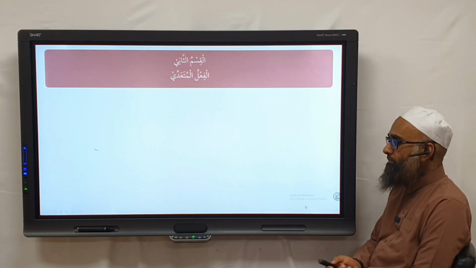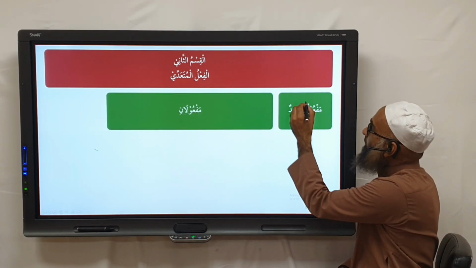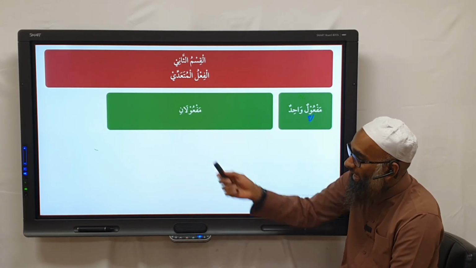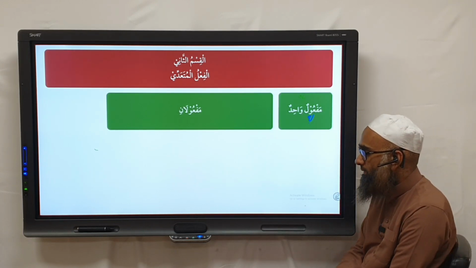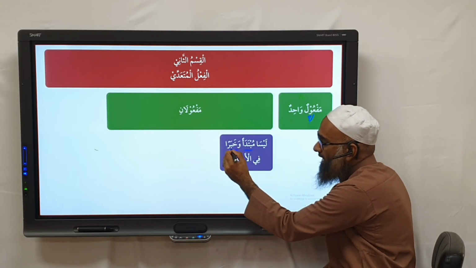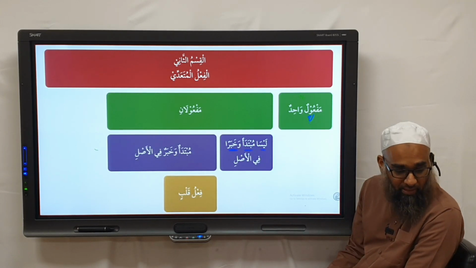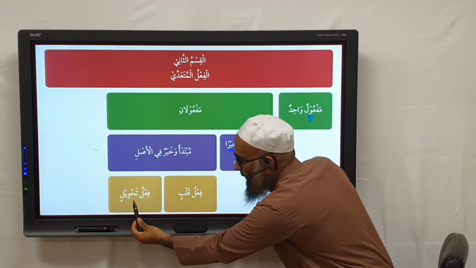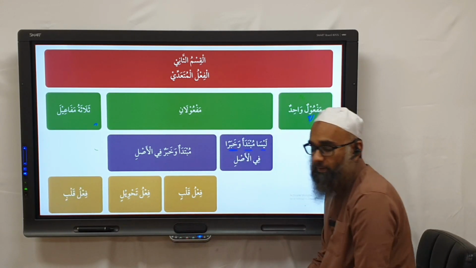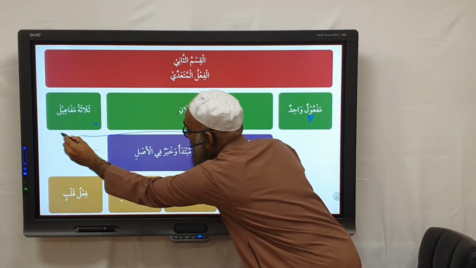Is that clear? So if you look at a summary, you have a fi'l muta'addi. You can have one maf'ul bihi, or two maf'ul bihis. Yes? And these two maf'uls may not be a mubtada and khabar, like for example, a'taytuka qalaman or as'alullah ilman nafi'a. Or they can be fi'lul qalb or fi'lul tahweel. And if there are three maf'ul bihis, this will always be what? Fi'lul qalb.